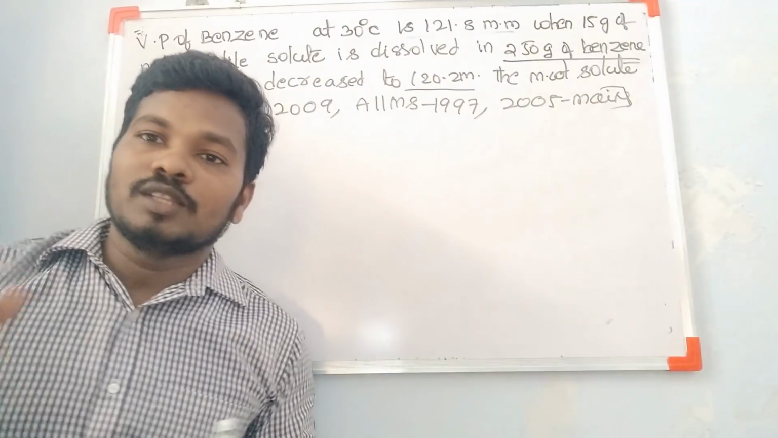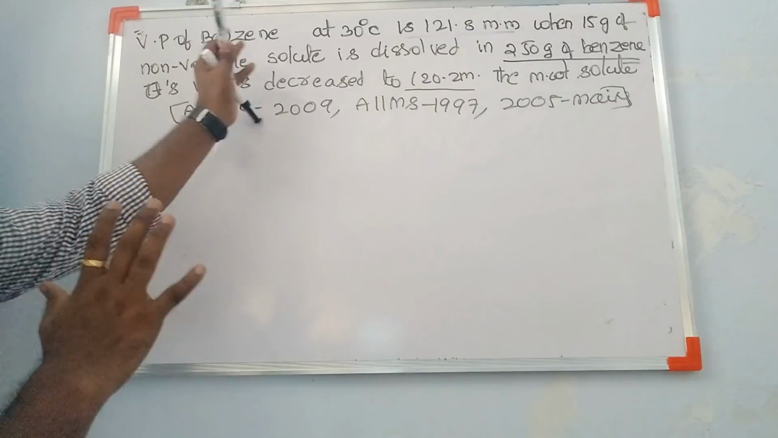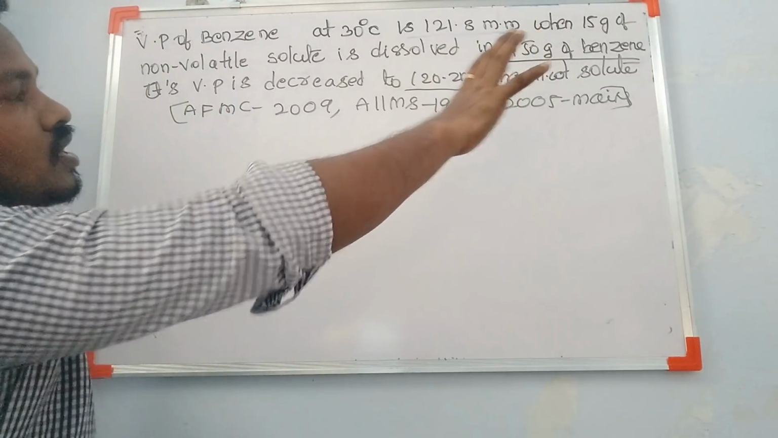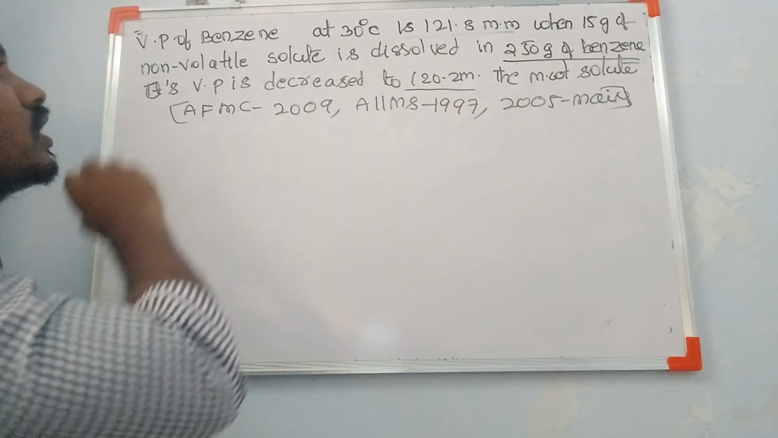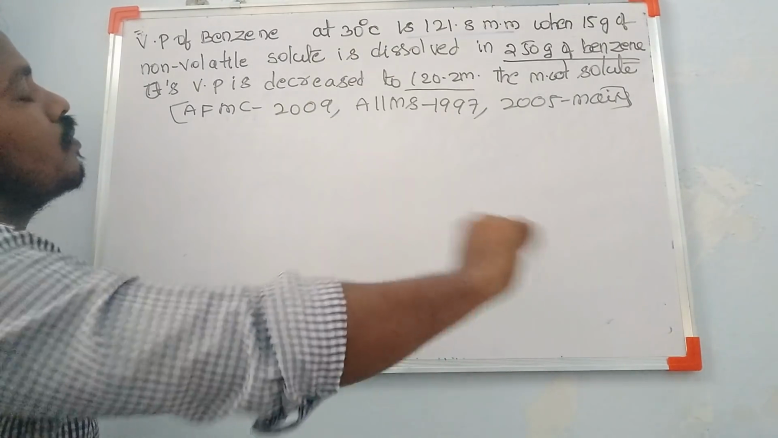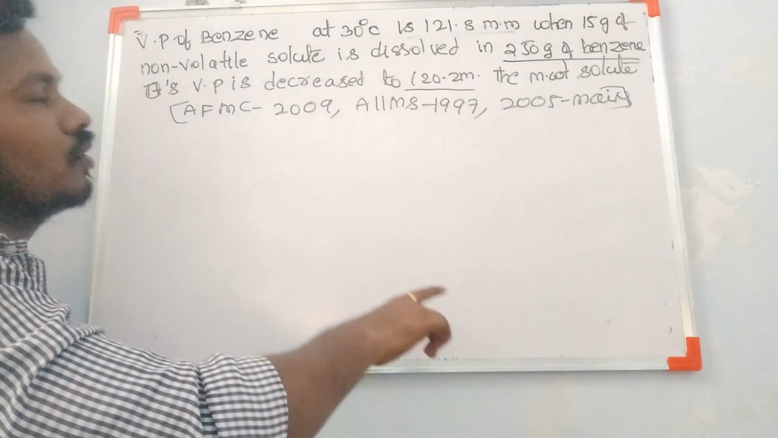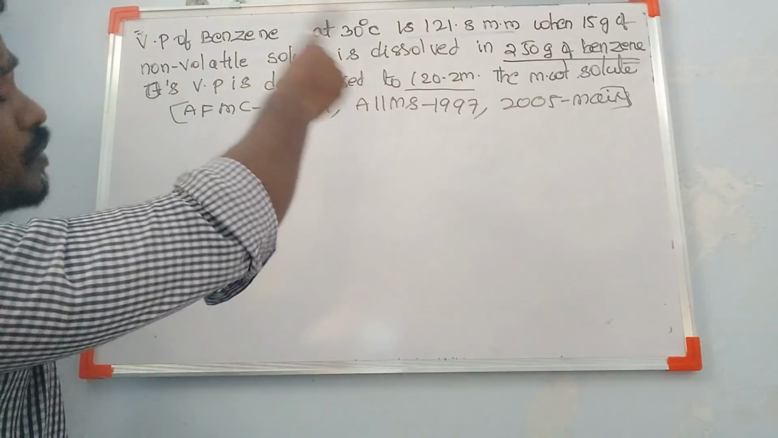Easy question only. I think you are enjoying the questions. Let us see what they are asking. They have given the vapor pressure of benzene. When 15 grams of the non-volatile solute is added to 250 grams of benzene, we need the molecular weight. The vapor pressures we also know.